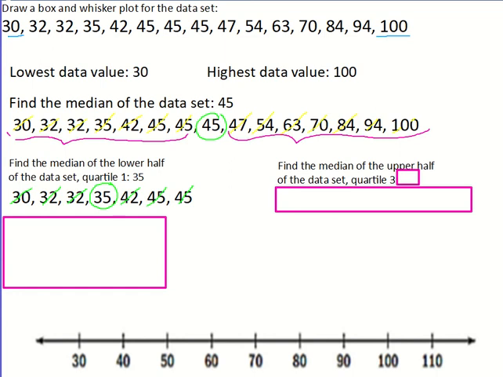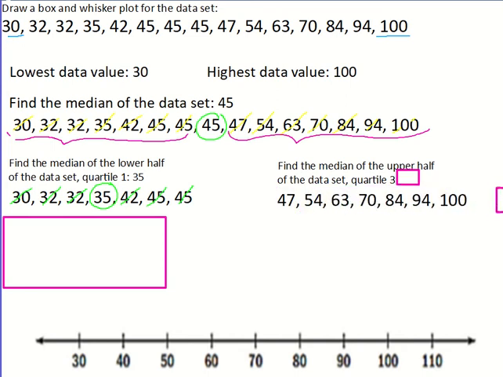If you have 2 numbers in the middle, again, you would add them up and divide by 2, and that would be quartile 1. We're going to do the same thing for quartile 3. I'm going to list the upper half of the numbers in my data set: 47, 54, 63, 70, 84, 94, and 100. Then you cancel one on the left with one on the right until you work your way to the middle. I land on 70. So my quartile 3 is 70. Notice how it splits the data set in half. For the upper half, you have 3 numbers smaller than 70 and 3 numbers higher than 70.